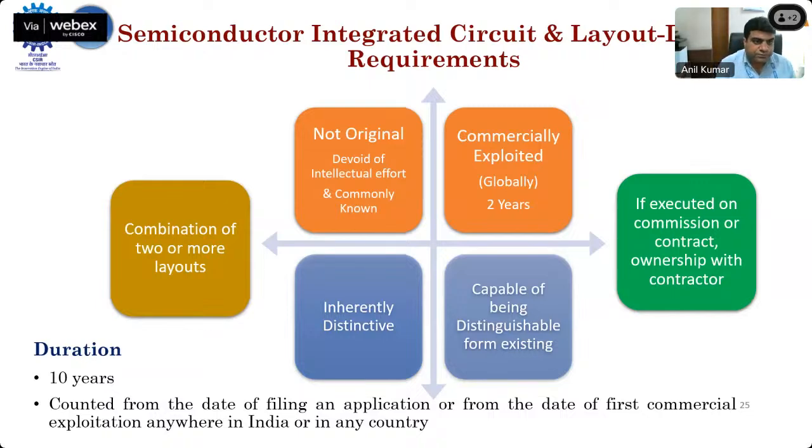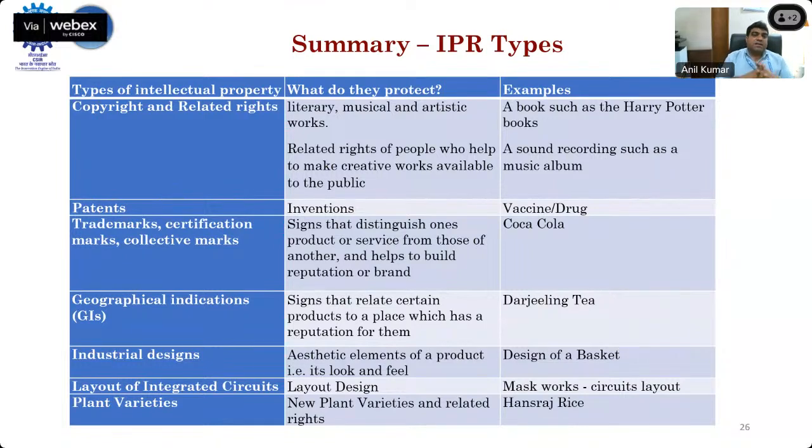So if we summarize the different types of IPs that we have discussed, this is the table which gives you a fair idea of what is protected under which tool. If we talk about literary, musical or artistic works, definitely those are copyrightable subject matters and they are protected under copyright law. Likewise, vaccines and drugs, which are inventions, and the processes of making those vaccines and drugs, are patentable matters and they are protected under patent law.